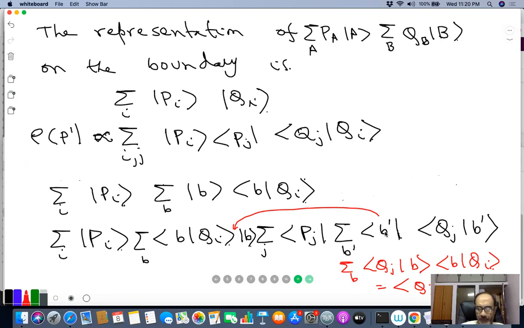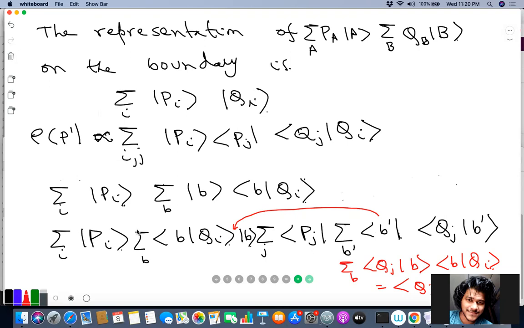Now, as far as the part of the state over Q prime is concerned, you have to take the trace. So I bring this bra here and take the inner product. That gives you delta B prime B, so B prime is set equal to B. We are getting this sum, and that's what we replace by qj qi. Any other question?